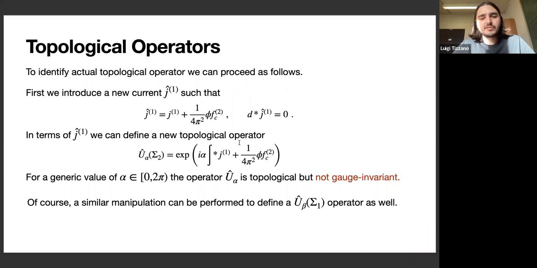However, if alpha is a generic angle between 0 and 2 pi, the operator U alpha will still be, as I said, a topological operator, but not gauge invariant. And gauge invariance will be spoiled because of the coefficient of this term in front here. And of course, a similar manipulation, as I said, could be performed for the topological operator of the one-form symmetry current.